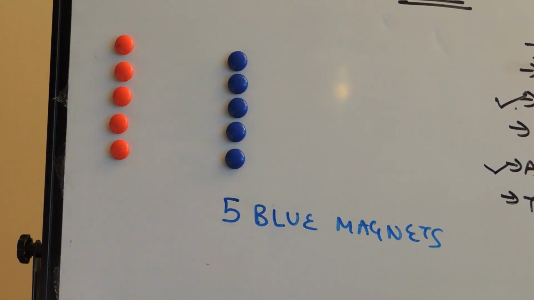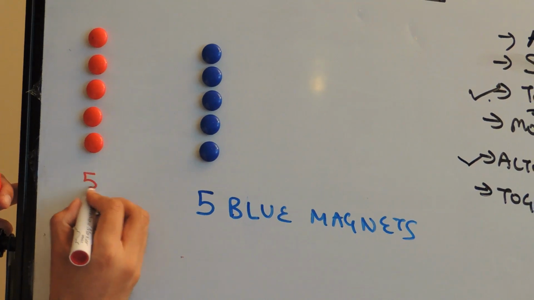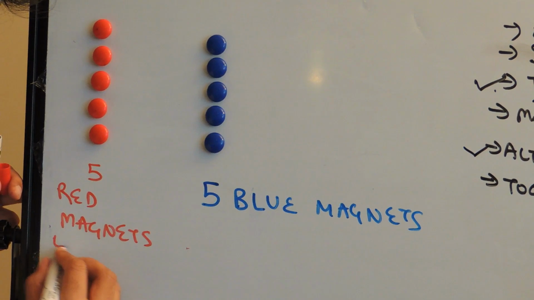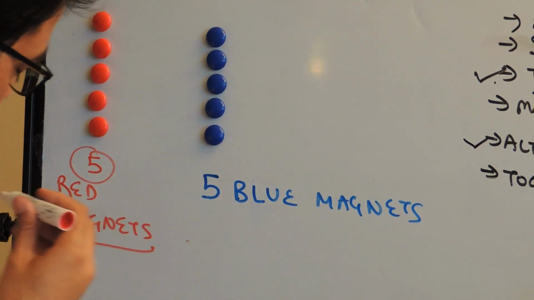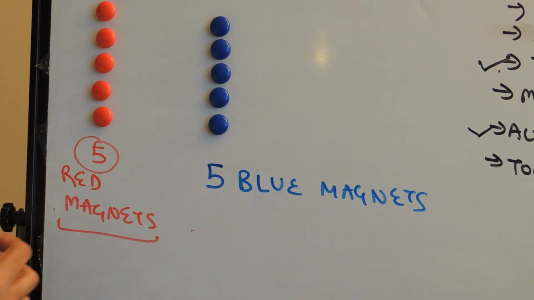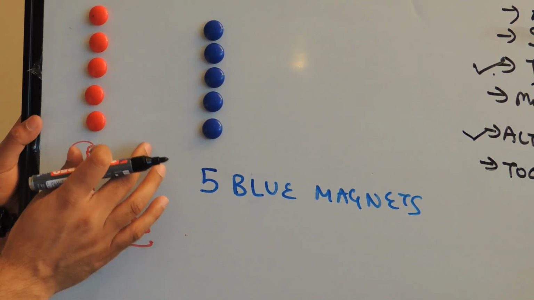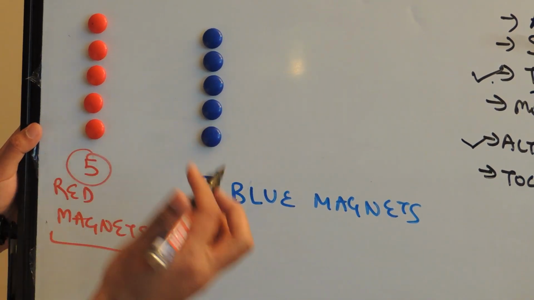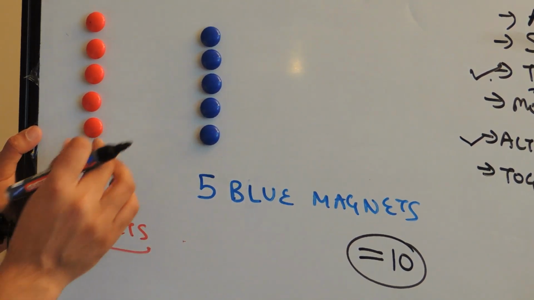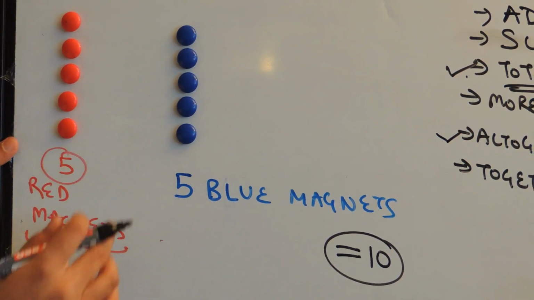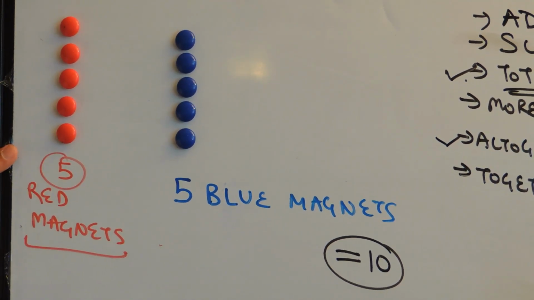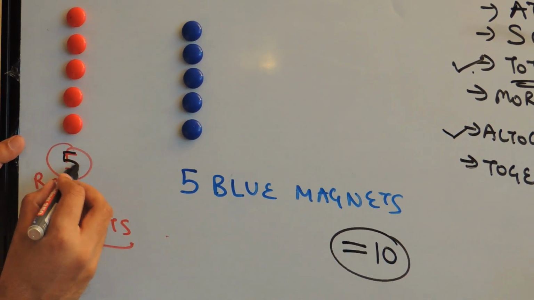And here we have 5 red magnets, right? Yeah, 5 red magnets. So 5 red magnets and 5 blue magnets, right? Okay, so Harshu, if I ask you, how many magnets in total do you have? 10. Perfect, that's it. So in total we have 10 magnets. If I ask you, how many red magnets in total? 5. Yes, so we have 5 red magnets.